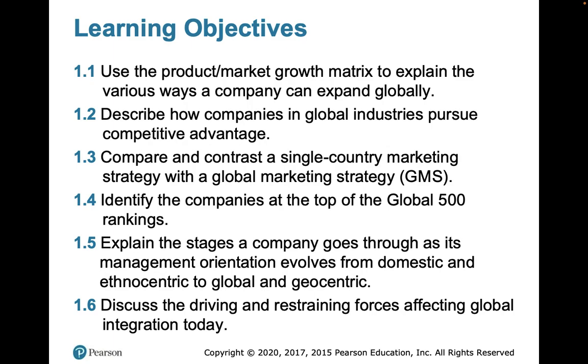We also learn about how industries pursue competitive advantage, and we will compare and contrast a single country marketing strategy with a global marketing strategy, which is GMS. We look at companies at the top of the Global 500 rankings and also explain the stages a company goes through as its management orientation evolves from domestic and ethnocentric to global and geocentric.